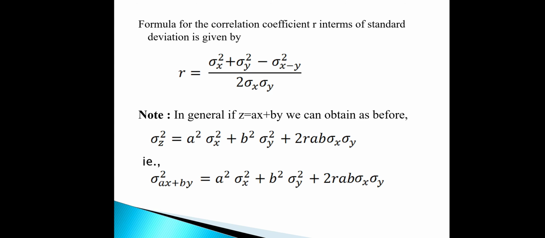Another formula for the correlation coefficient r in terms of standard deviations is given by r equals sigma x square plus sigma y square minus sigma of (x minus y) square, divided by 2 times sigma x into sigma y. Note, in general, if z is equal to ax plus by, then we can obtain sigma z square equals a square into sigma x square plus b square into sigma y square plus 2 times r a b sigma x into sigma y.